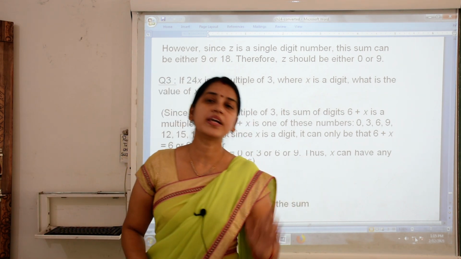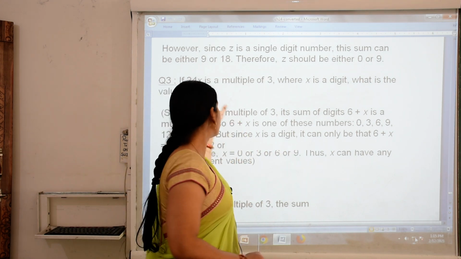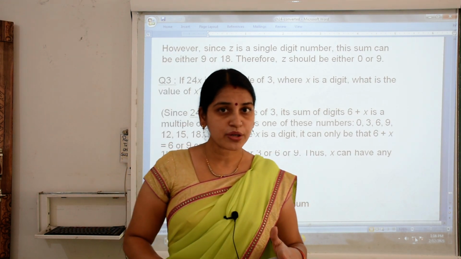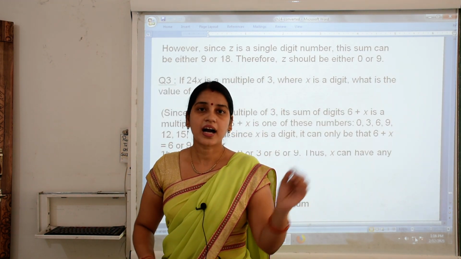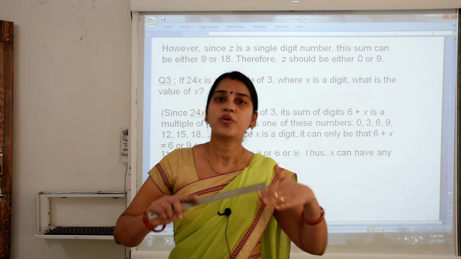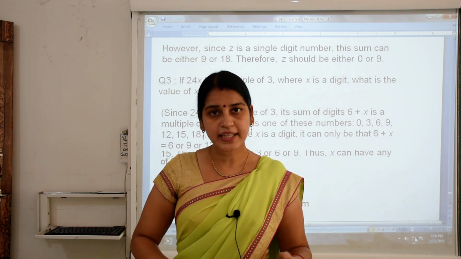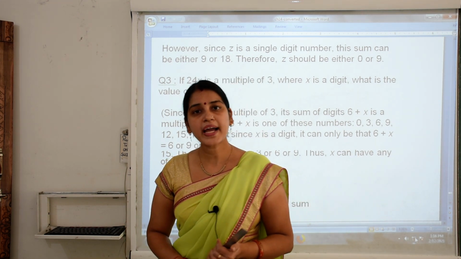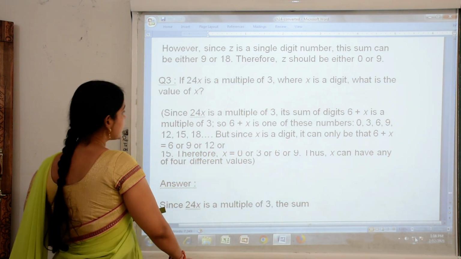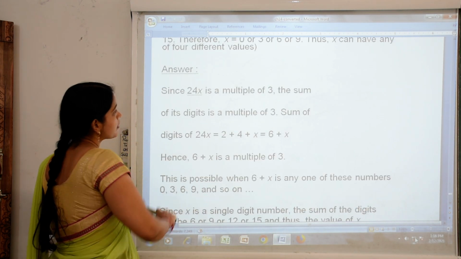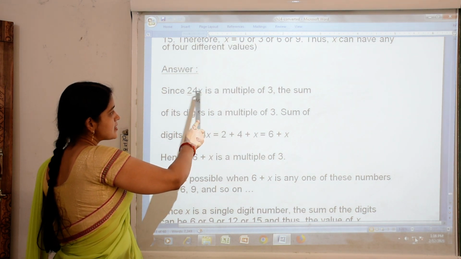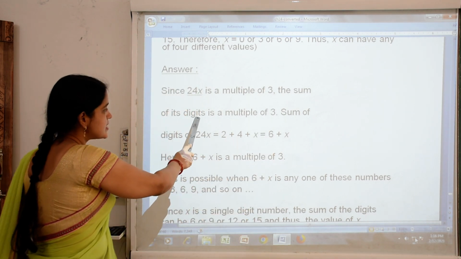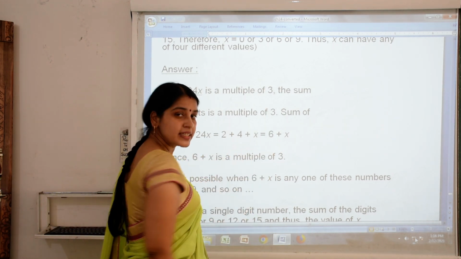ठीक है, अब आपको कहा है कि गिवन नंबर 3 का मल्टीपल है, then you have to find the value of x. So we know according to the divisibility rule, if the sum of the digits, अगर डिजिट के सम करने पर जो नंबर आता है that is divisible by 3, अगर वो 3 से डिविजिबल हो it means the complete number is divisible by 3. So the same we apply here. Here 24x is a multiple of 3. Then the sum of its digits is also a multiple of 3.